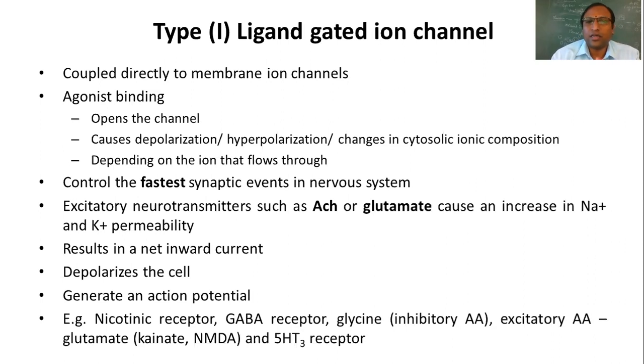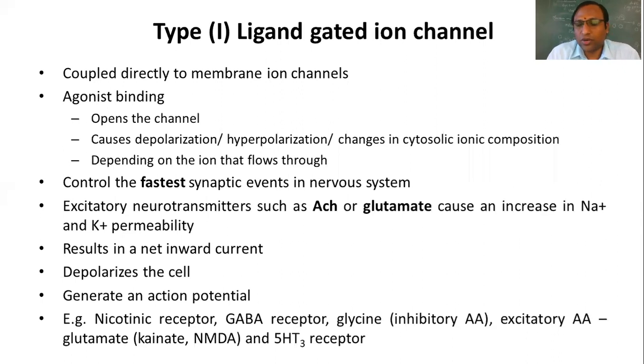So excitatory neurotransmitters such as ACh or glutamate cause an increase in sodium and potassium permeability. So the ion channels, sodium and potassium, will start to open up. Sodium comes inside, potassium goes outside, and this results in a net inward current. Net inward current means from outside it is going inside. That depolarizes the cell and generates an action potential.